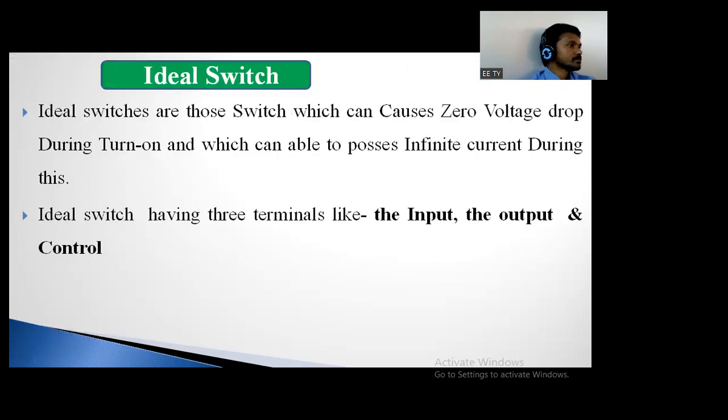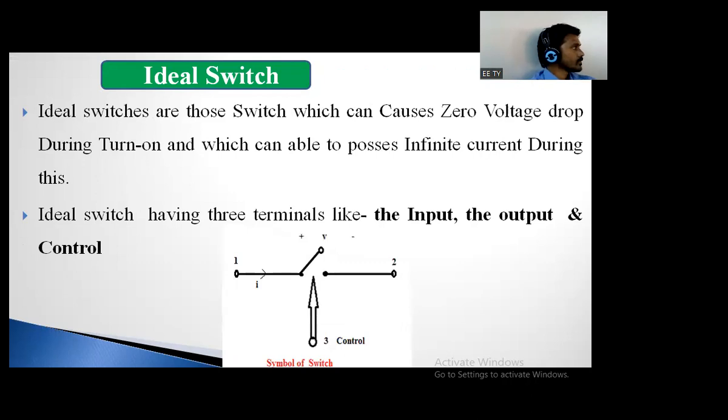What is meant by ideal? Ideal transformer means what? Ideal transformer means the efficiency of the transformer is 100% because we are neglecting all the losses. Is it right? Such a transformer can be called an ideal transformer. So in the same way here also, ideal switch. Ideal switch means the same concept is applicable here also. Ideal switch. Anyone?